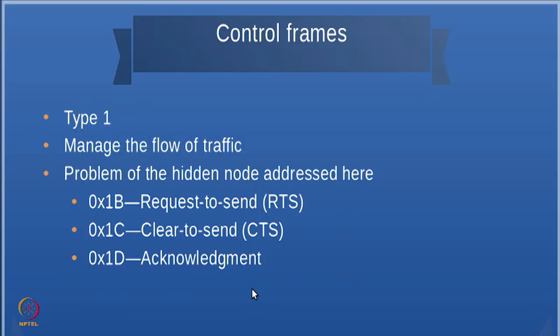Sometimes this kind of hopping happens quite automatically. For example, you could hop from a 3G or 4G network to a wireless network, or from a wireless network to a 4G network, and even from one wireless network to another wireless network. Then, control frames are type 1 frames.